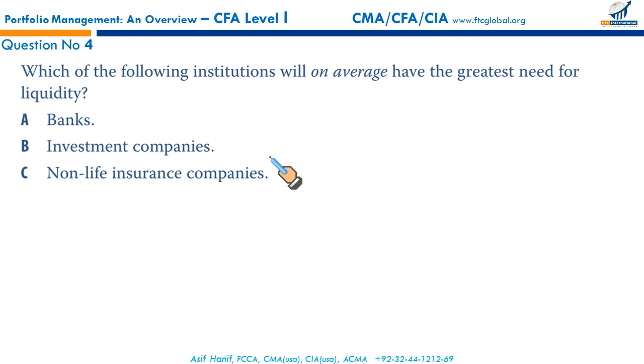Next. Which of the following institutions will on average have the greatest need for liquidity? Banks, investment companies, non-life insurance companies. Interestingly, they all need liquidity. But on comparison of these three, banks need to be relatively more liquid than others, right? They need to pay the account holders when they claim on their demand deposits. So that makes A the correct option.